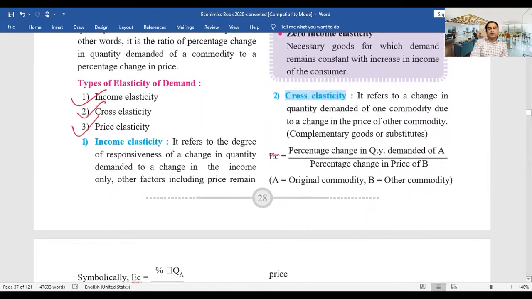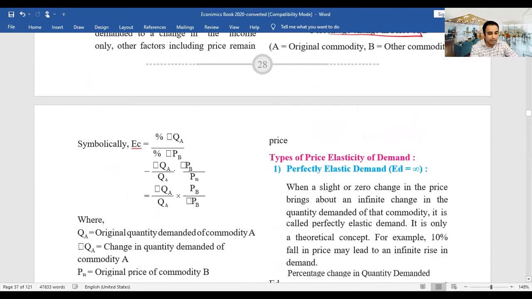Next is cross elasticity of demand. It is change in quantity demanded with respect to change in prices of the related goods. Mathematically, cross elasticity is percentage change in quantity demanded of A upon percentage change in price of B, where A and B are related goods. Symbolically it is percentage change in QA upon percentage change in PB, or alternatively you can write it as delta QA times PB upon delta PB times QA. So this is the formula for the cross elasticity.